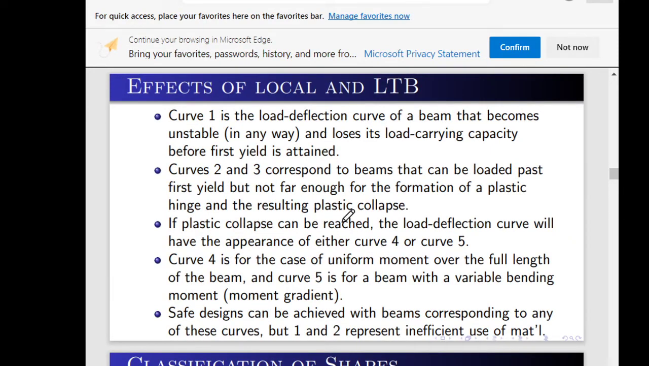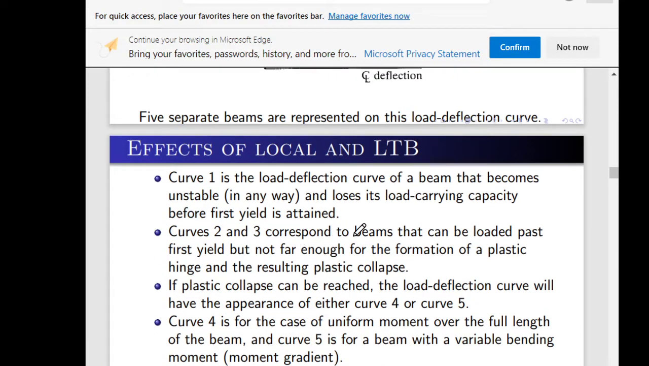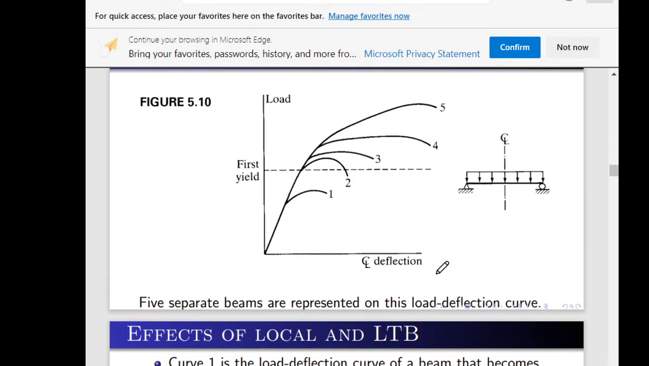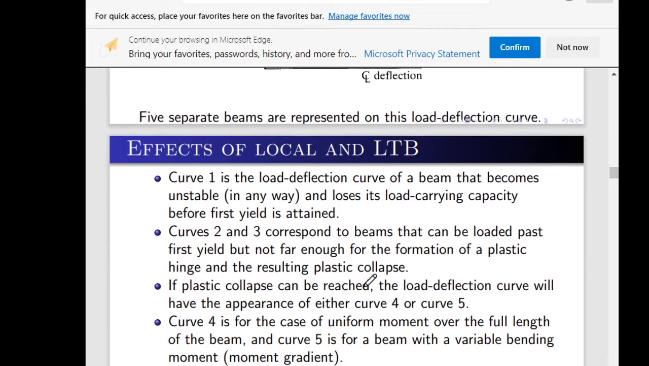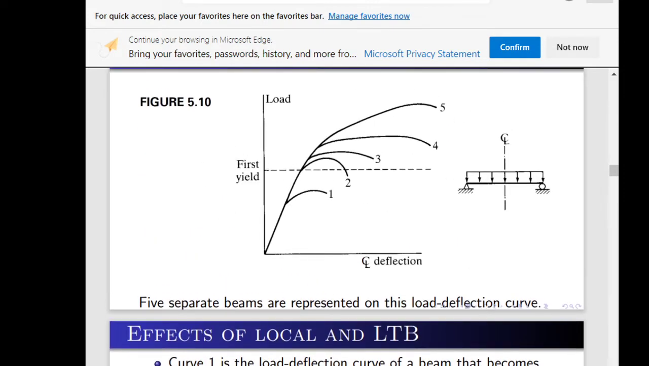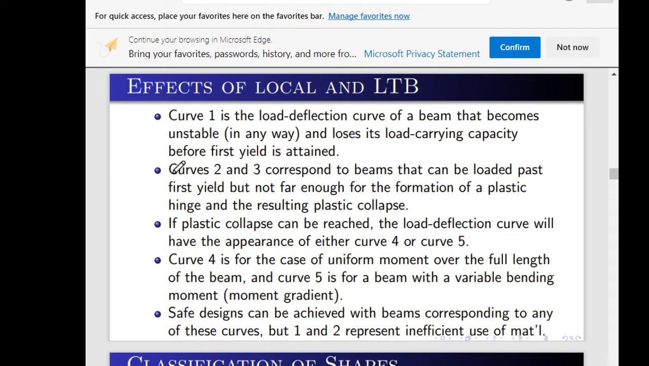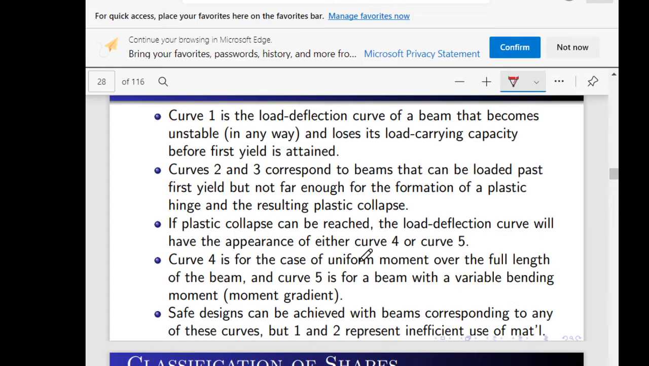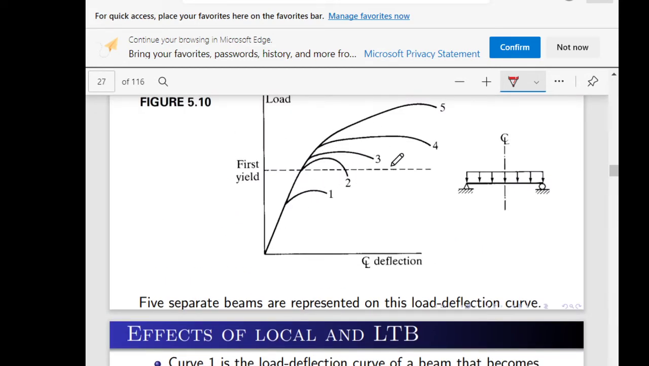Well, curves 2 and 3 correspond to beams that can be loaded past first yield but not far enough for the formation of plastic hinge and the resulting plastic collapse. Yes, it reached first yield, but not far enough for the formation of plastic hinge, then the beam collapses. That is curves 2 and 3.